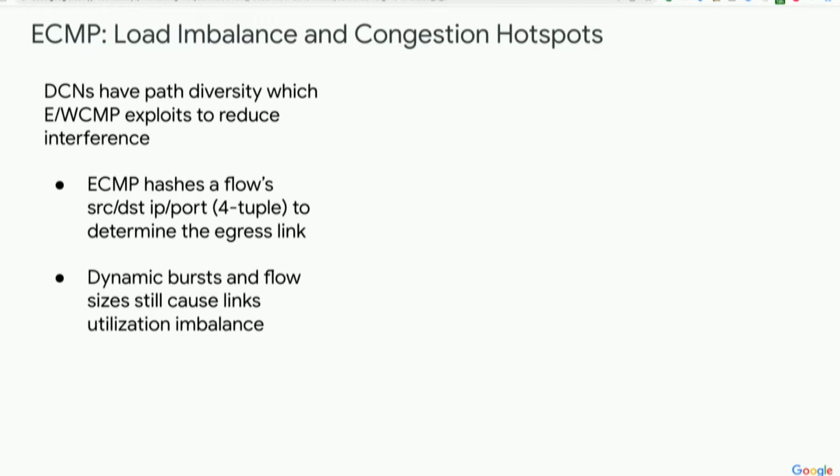ECMP works well if the burst patterns and flow sizes are uniform, but data center workloads are Pareto distributed. That means that we are mixing a few elephant flows with the majority of mice flows. This uneven mixing creates uneven utilization along the links and lowers the effective bandwidth, which hurts the application performance.